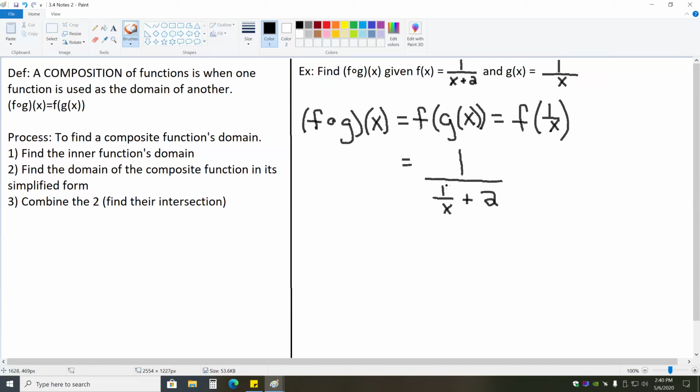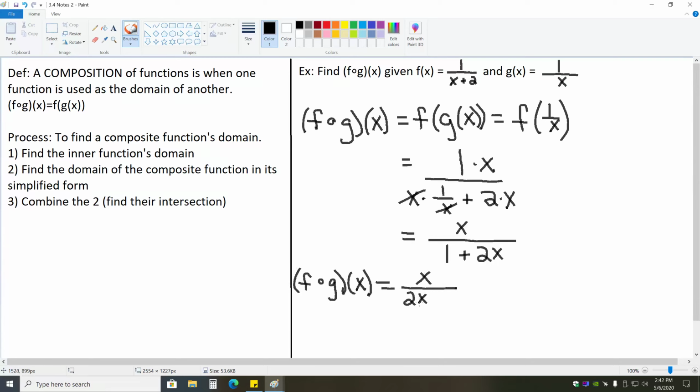And now we just need to simplify this and find its domain. This is a complex rational expression, meaning there's a fraction inside of another fraction. So we need to find our least common denominator and multiply it to every term. Well, in this case, the least common denominator is just this x here. So we're going to multiply every term by an x to cancel out this fraction, which gives us 1 times x is x, over x times 1 over x. Those are reciprocals. When you multiply them together, you'll get 1, because the x's will cancel out, plus 2 times x is just 2x. So we have that f∘g of x is equal to x over 2x plus 1.